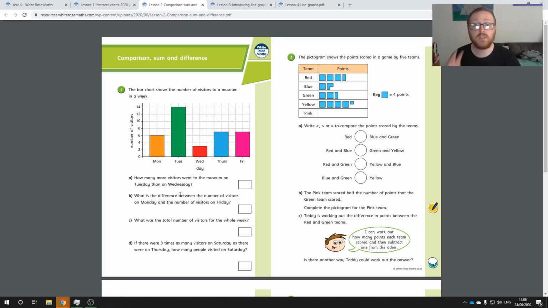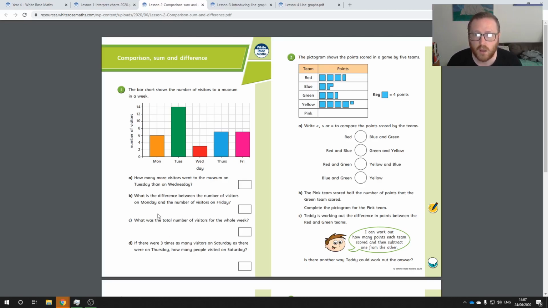Part B, again, it's using that key phrase, what's the difference? Okay, so take the biggest number and the smallest number, subtract the smallest number from the biggest number, that will give you the difference. Or what you could do, just like I suggested, you could start down here and you could count on until you get to the top.